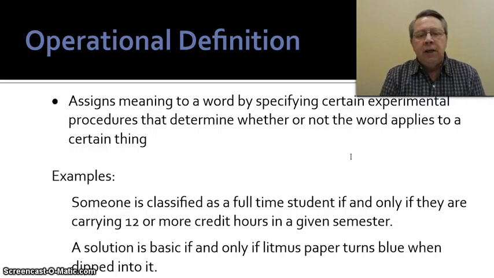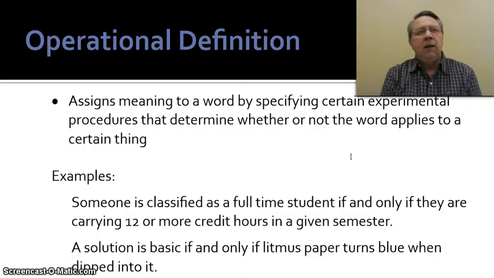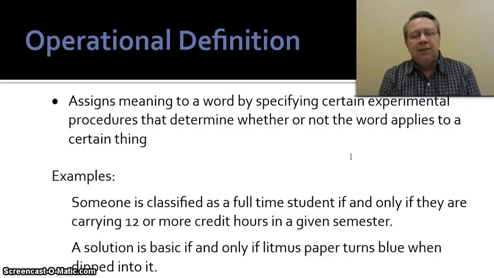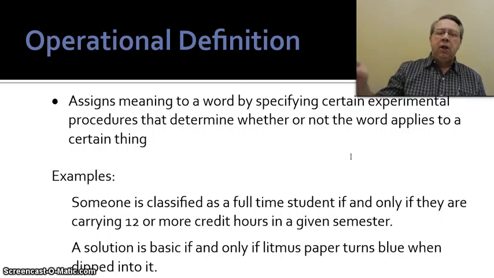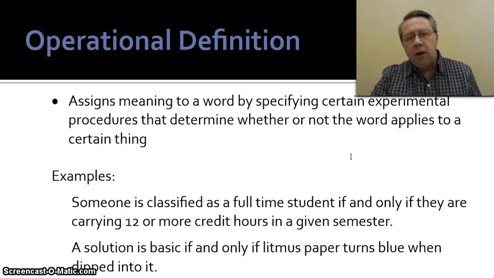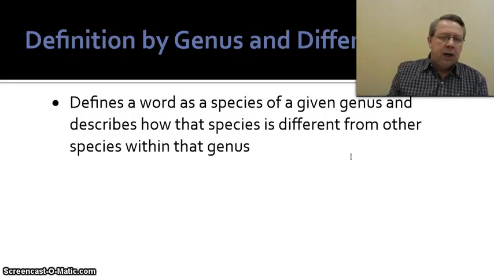A solution is basic, in science between acidic and basic on the pH scale, if and only if the litmus paper turns blue when it's dipped into it. Okay, those are just some specifics that talk about operation. We define it by the operation, how it comes into play. The last one's a little bit more difficult.